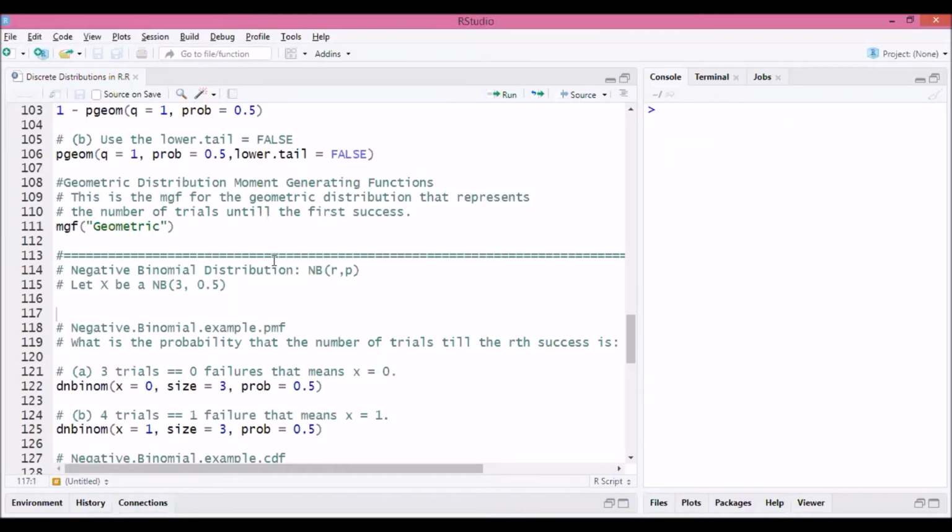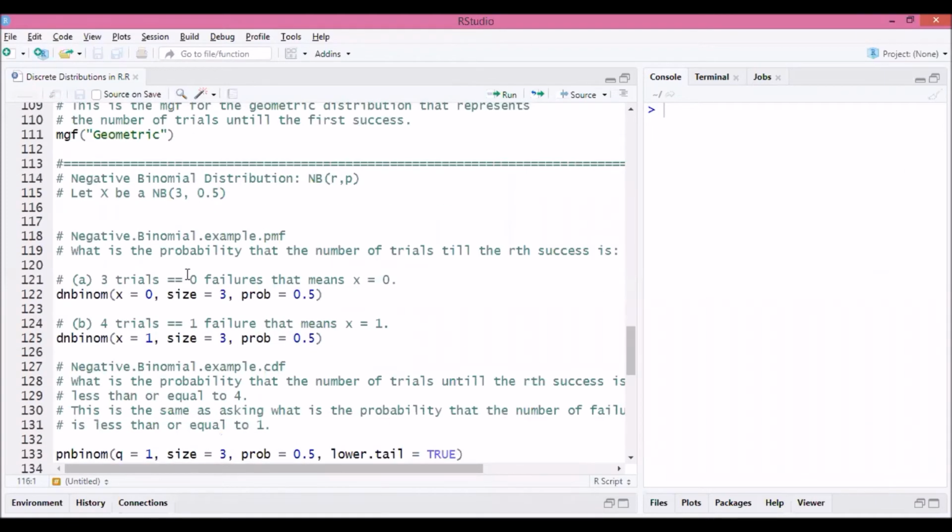So next we will be looking at the negative binomial distribution. If we let the random variable x follow the negative binomial distribution, with the number of successes being 3 and the success probability being a half, then if we're interested in the probability that the number of trials till the rth success is 3 trials, so we have to have 3 trials until we reach our third success. That means 3 successes in 3 trials means we have no failures.